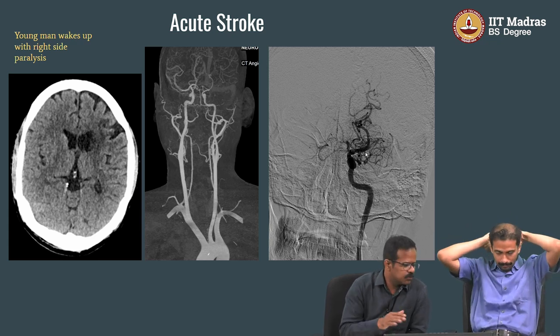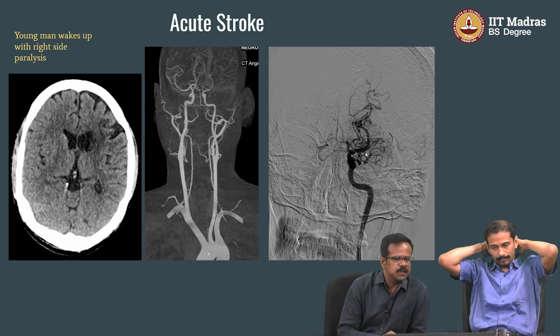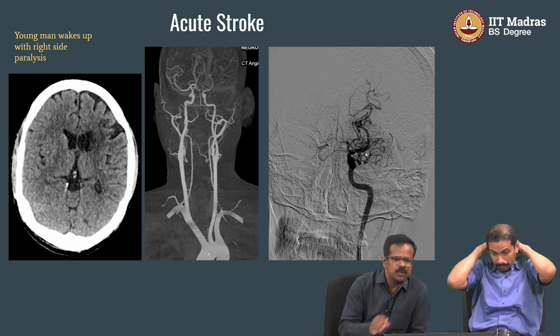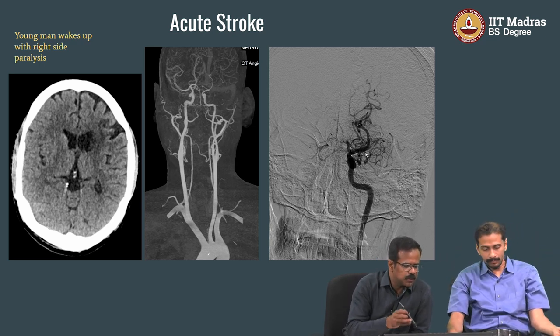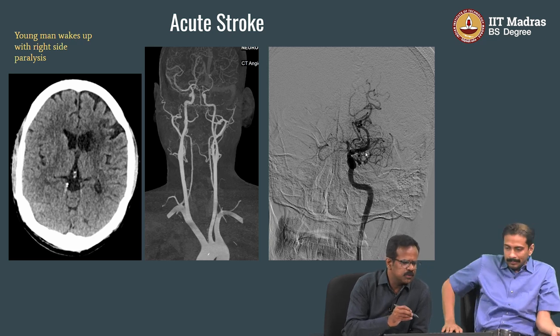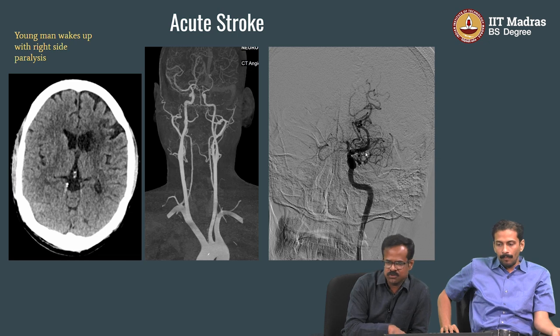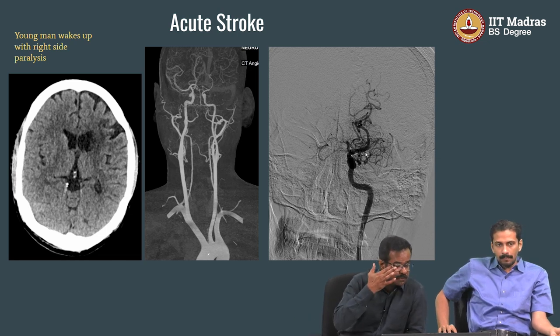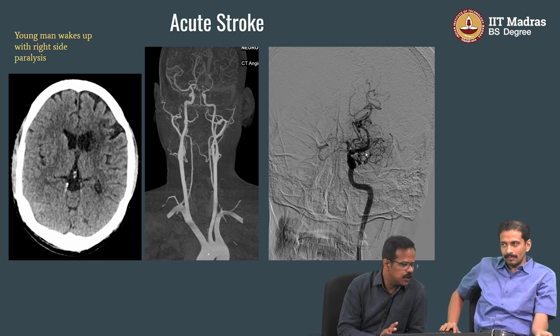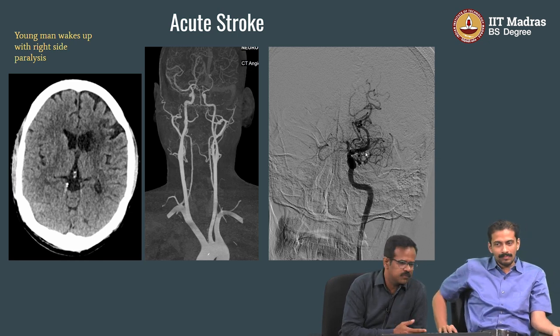Okay, so we will quickly rush through some potential areas. As you asked just now, one young man wakes up with stroke. You know what stroke is? You can understand it as a paralysis, one side of the body is not working. Stroke is a major cause, the number two killer. I think the first is road traffic accidents.